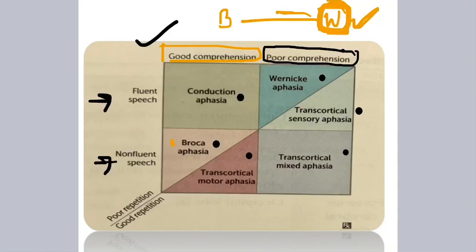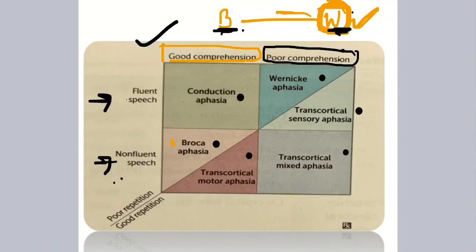So one point is comprehension. Sometimes they ask the question, write the difference between Broca's and Wernicke's aphasia. Then the first point will be: in Broca's aphasia, Broca's area is getting affected, and in Wernicke's aphasia, Wernicke's area is getting affected. You can write down that one point. The second one is regarding comprehension, good comprehension and poor comprehension. The third one will be regarding the fluency of speech, fluent speech in Wernicke's, non-fluent speech in Broca's.